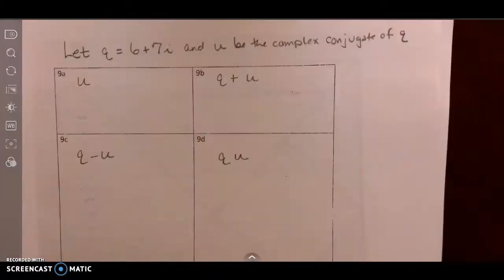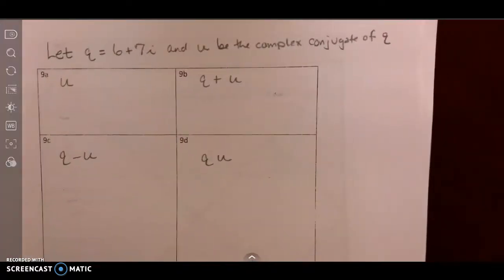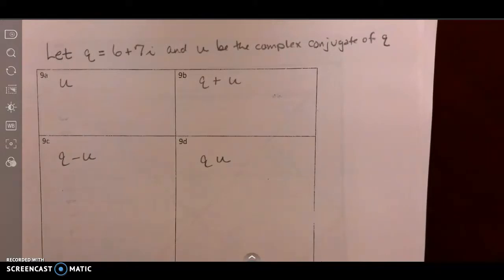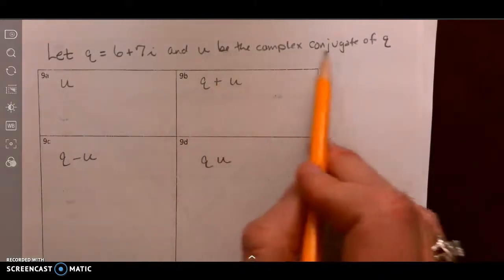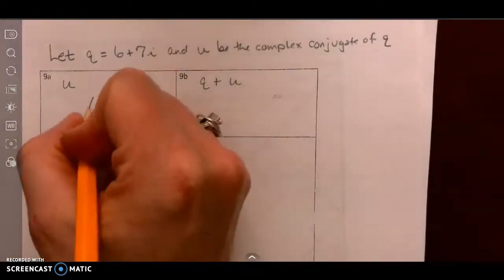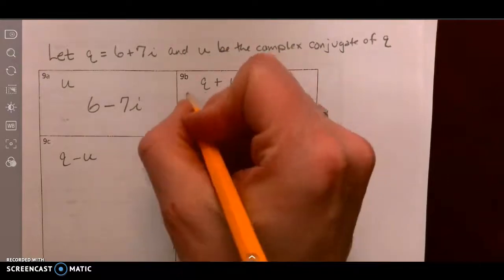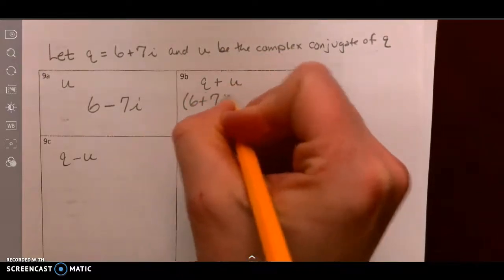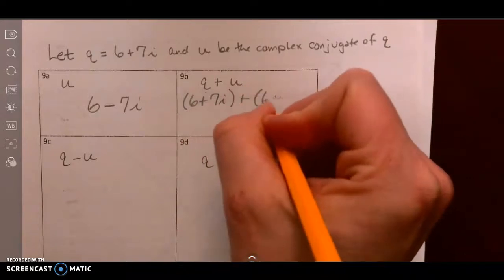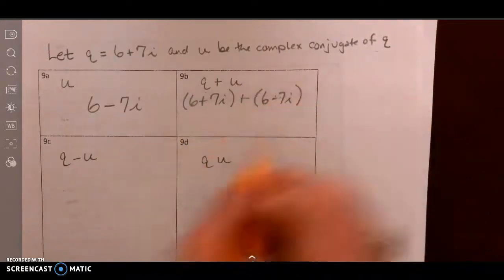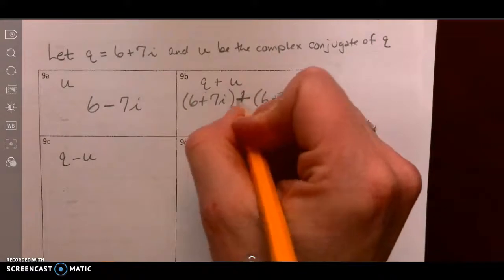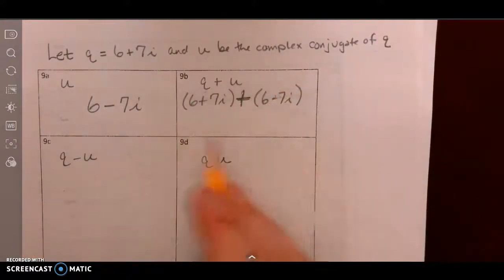And then, notice this says let q equal 6 plus 7i, and let u be the complex conjugate of q, which means u is 6 minus 7i. So then when you do q plus u, you would do 6 plus 7i plus 6 minus 7i, and get your like terms together. We're adding here. I'm not going to continue. I'm going to let you finish the work for that one.